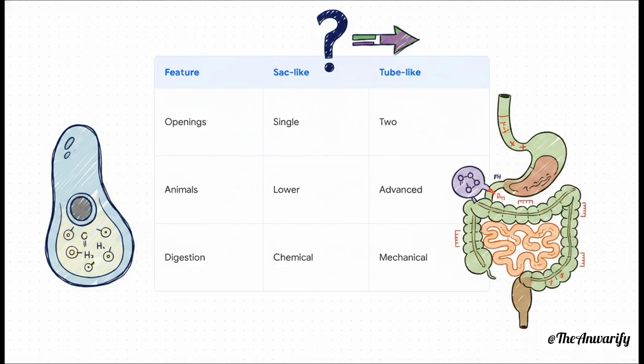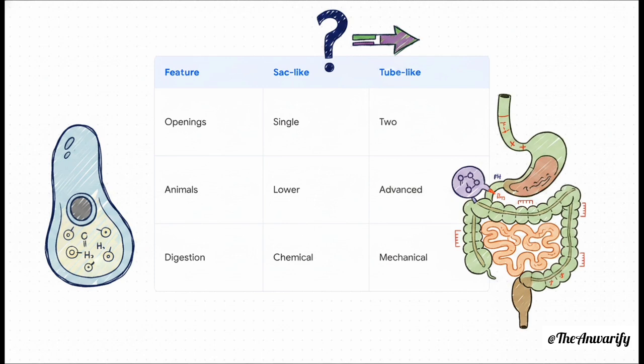Class, I want you to really know the difference between a sac-like and a tube-like digestive system here. A sac-like system, which we find in lower, simpler organisms, has only a single opening. That one opening serves as both the mouth and the anus, and digestion there is often much more chemical than mechanical. But a tube-like system, like the one we have, that is a massive biological upgrade.